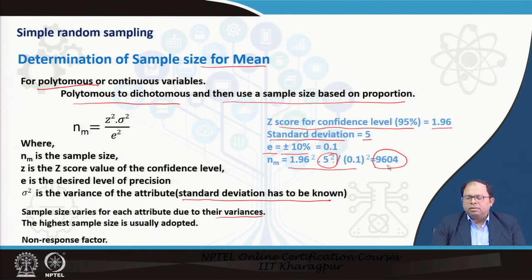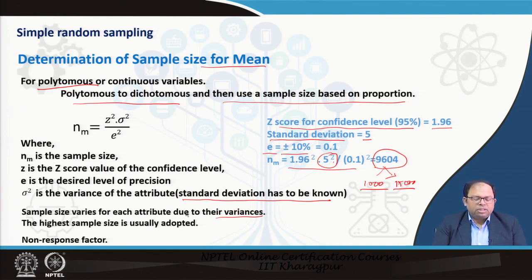Sometimes the sample size varies by a huge margin. In one you may find the value is 1000, in another it may be around 15,000. This sort of variation can happen. Sometimes we can say that the highest sample size should be adopted, as we have discussed earlier, but that's why this method is not that robust. Instead, the method based on proportion is more appropriate.